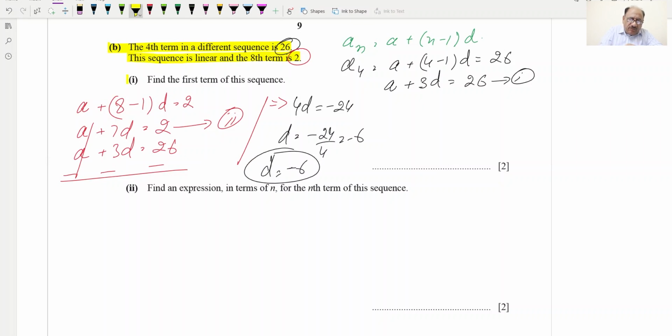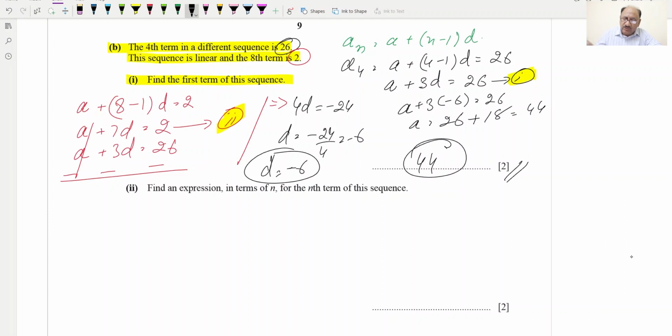They are saying find the first term of the sequence. So A value is required. Now this D value we can replace in any of these two equations, equation 1 or equation 2, and we will get the A value. I'm replacing in equation 1. So A plus 3 into minus 6 is equal to 26. So A will be equal to 26 plus 18, since 6 3s are 18, so it will be 44. So A value is equal to 44. This will be the answer for 2 marks.